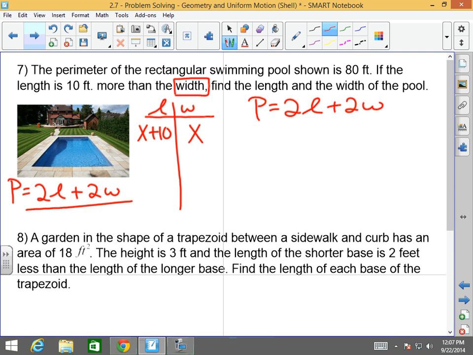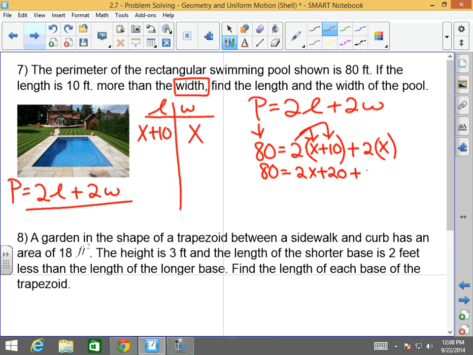So now we're just going to evaluate. They tell you the perimeter is 80, which equals 2 times length, which is x plus 10, plus 2 times width, which is x. Now solve. 80 equals, please distribute, 2x plus 20 plus 2x. This gives you 80 equals 4x plus 20. Subtract 20 from both sides. 60 equals 4x. Divide both sides by 4. And x equals 15 feet.